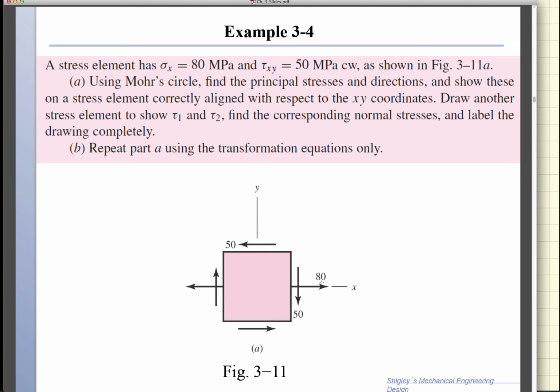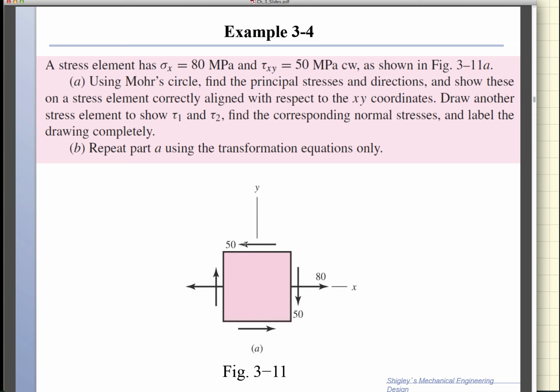So the coordinates of point A will be 80 and negative of negative 50, which means it's positive 50. Because remember, it is sigma x and negative tau xy. So here we have sigma x and then a negative of a negative shear, so it makes it positive 50. And the coordinates of point B is sigma y, which is 0, and tau xy in the counterclockwise direction, which is positive 50.